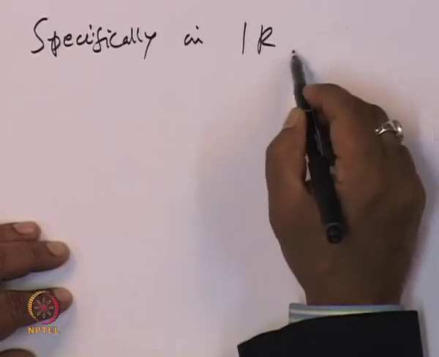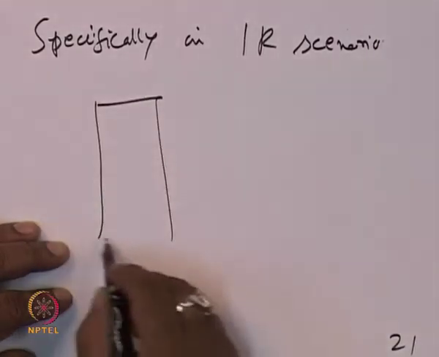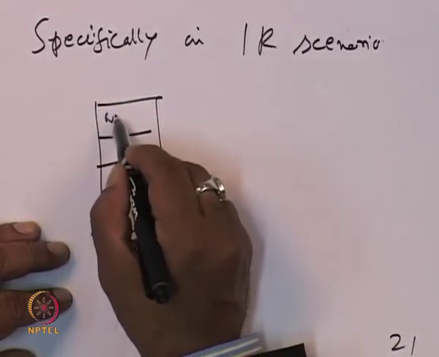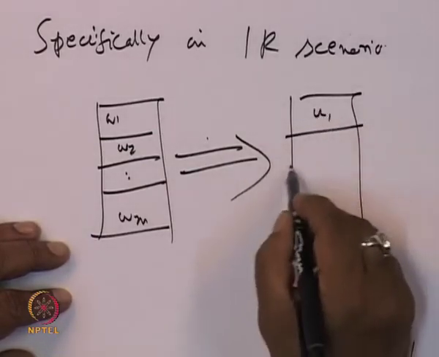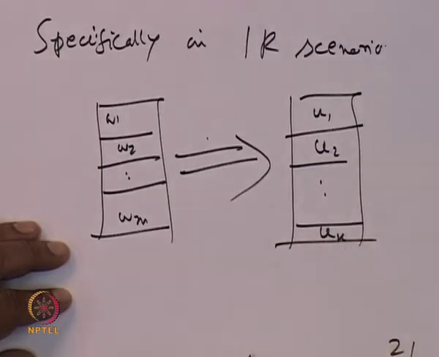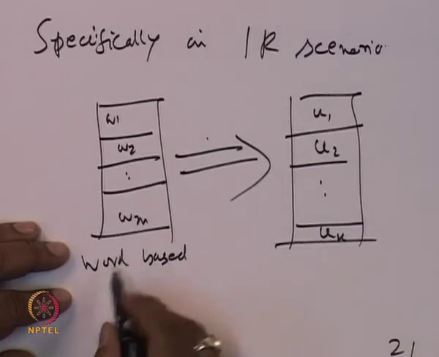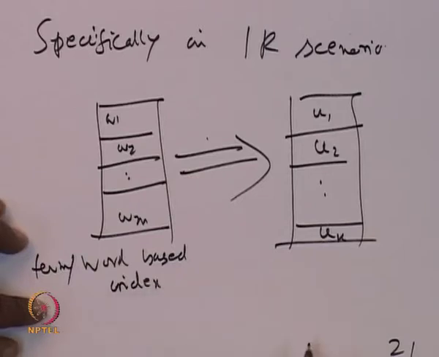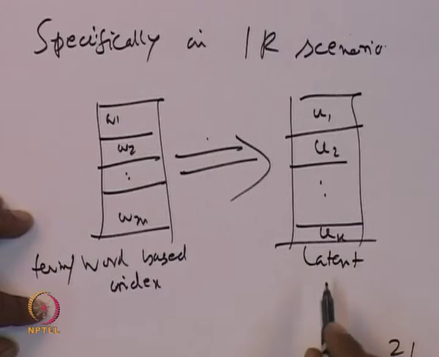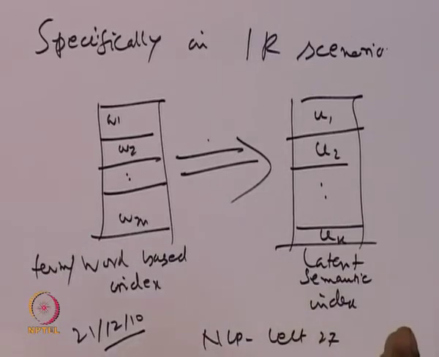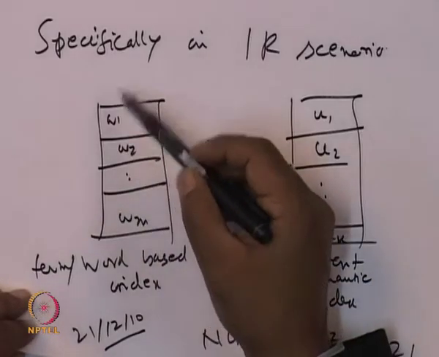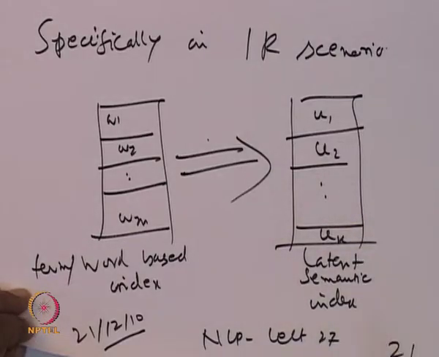Specifically in the IR scenario, instead of this index table, which is W1, W2 up to Wm, we will have another index table, which is U1, U2 up to UK. So, this is the term or word based index. This, on the other hand, is a latent index, but it also captures some semantics in the form of word relationships, which is why it is called latent semantic index. So, this is the importance of word association and word co-occurrence, giving rise to latent semantic index. Instead of retrieving documents based on this, we retrieve documents based on this, and thereby become more accurate. So, this was in the context of natural language processing and information retrieval.